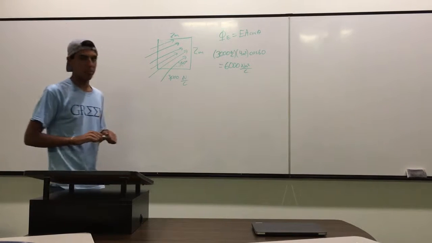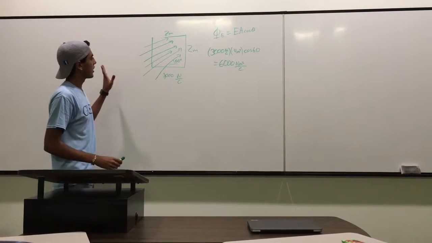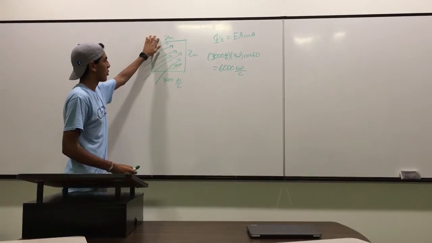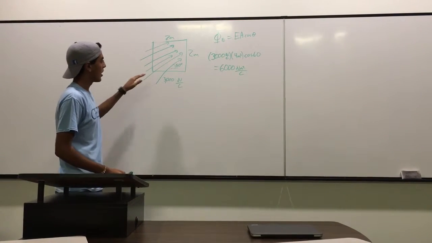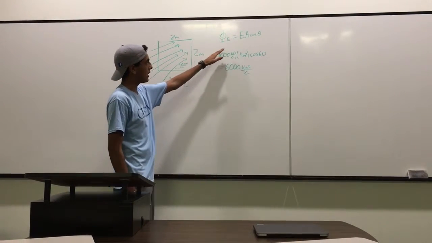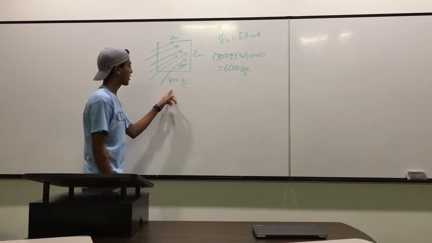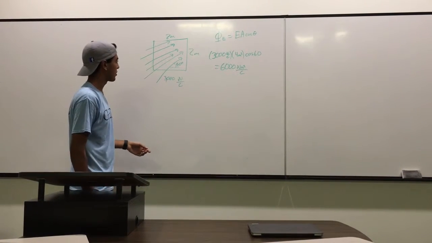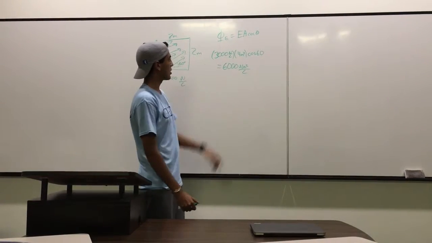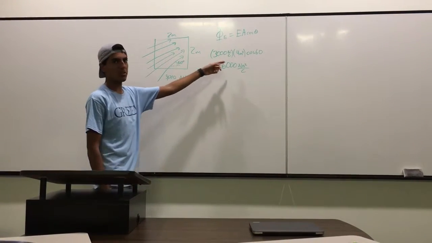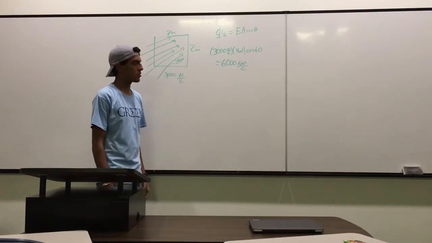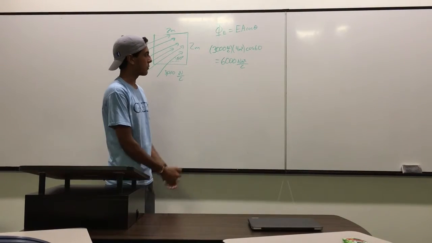So just a quick example of electric flux. If an electric field is passing through a surface with a width of 2 meters and a height of 2 meters at an angle of 60 degrees, we can set up E A cosine theta, and the electric field we've been given a value of 3,000 newtons per coulomb. We plug into our equation, and since it's 2 meters by 2 meters, we put in 4 meters squared. And cosine of 60, because that's the angle with the surface, we get 6,000 newton meters squared per coulomb.